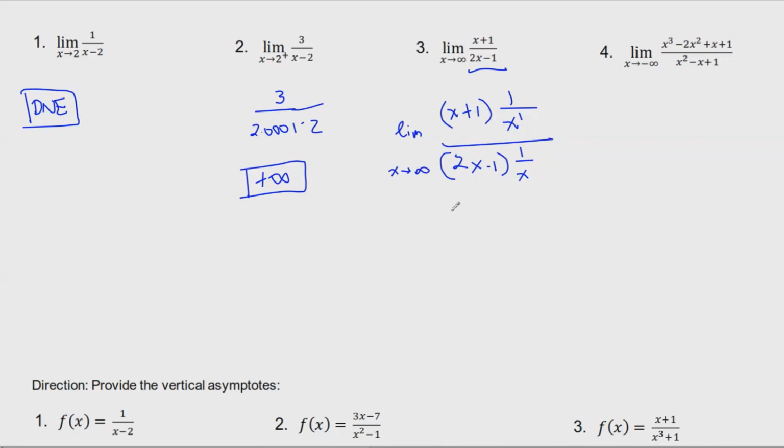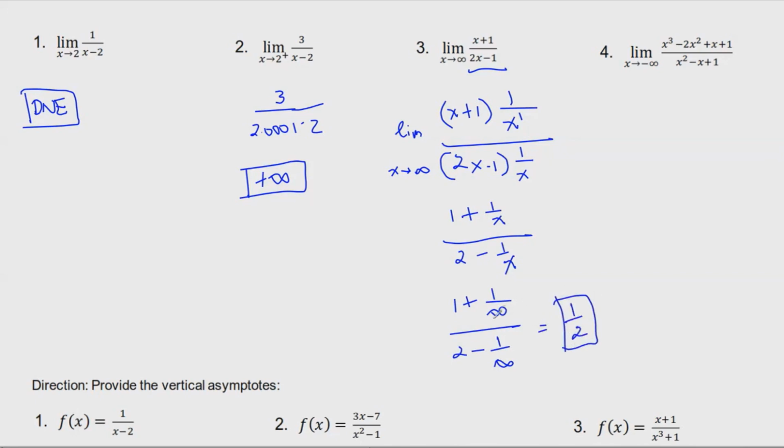And then we multiply this. What we get here is 1 plus 1 over x divided by 2 minus 1 over x. And in this case, we can now substitute infinity. So what we get here is 1 over infinity and then 2 minus 1 over infinity. And now we're left with the answer, which is 1/2, simply because 1 over infinity would be 0.